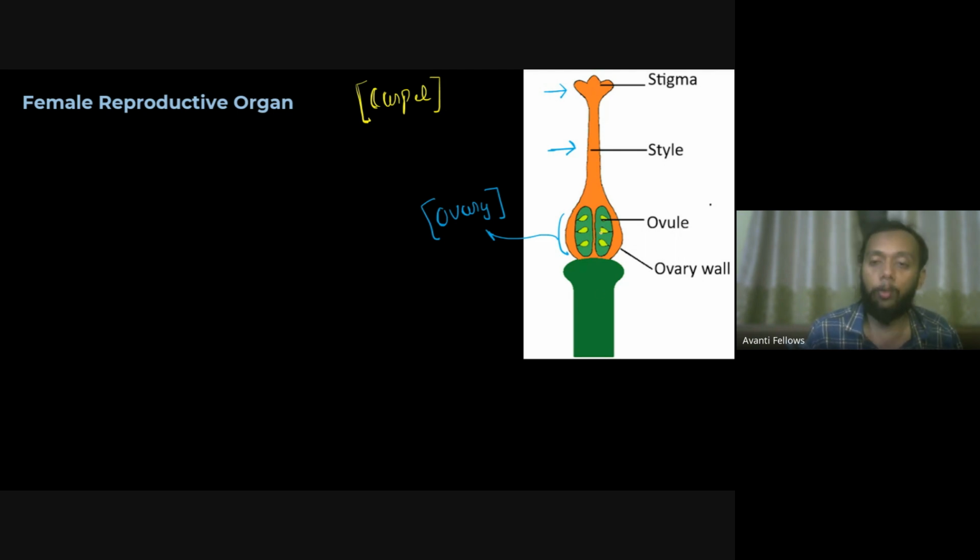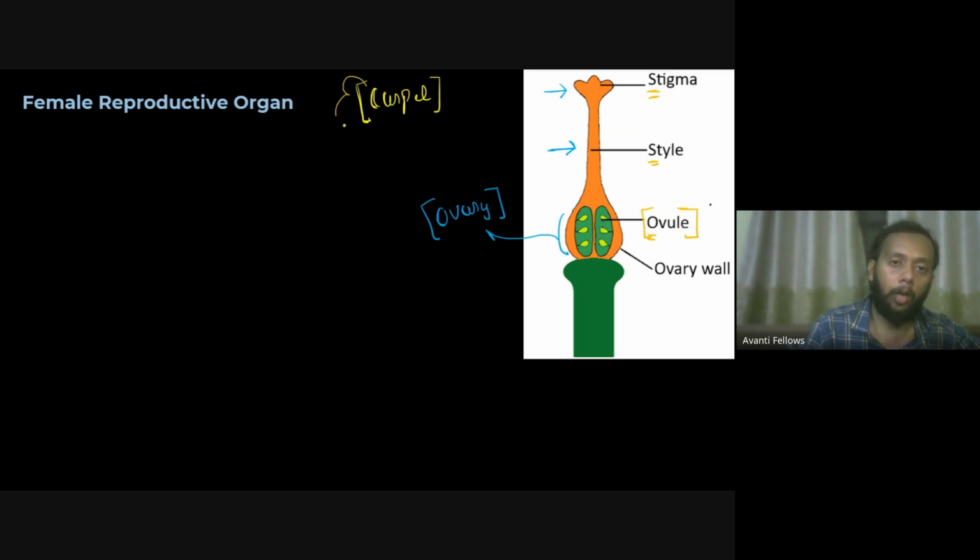And inside the ovary, you will have the presence of the ovule. This should be very clear to you: inside the ovary, you will have the ovule. Stigma is a landing site for your pollen grain. Style is the long neck-like region, the area through which the pollen tube can reach up to the ovule. So that is something you have to know. This is what you will get to see in a carpel.